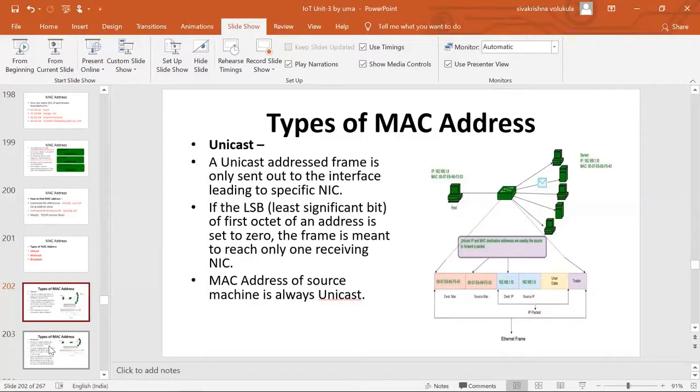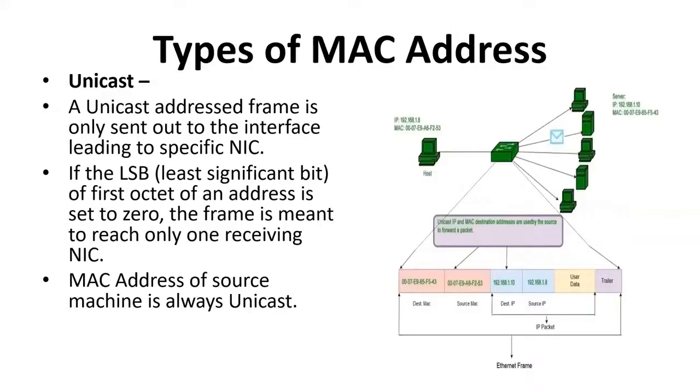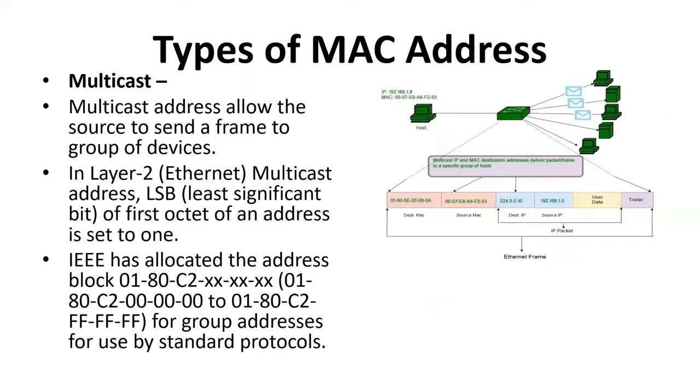That is the simple information about unicast addressing. Here, the next important one, multicast addressing. Multicast addressing allows the source to send a frame to a group of devices, not to a single device, and not to all devices.